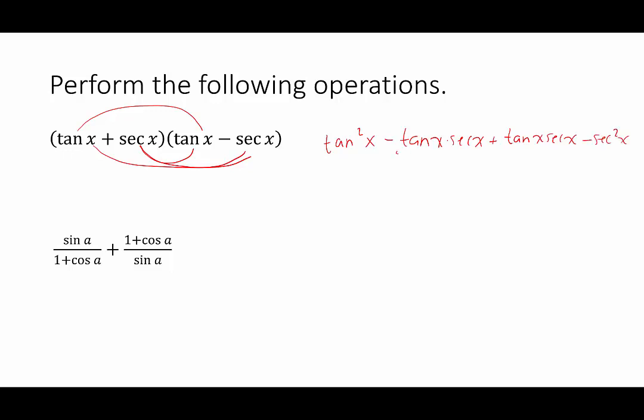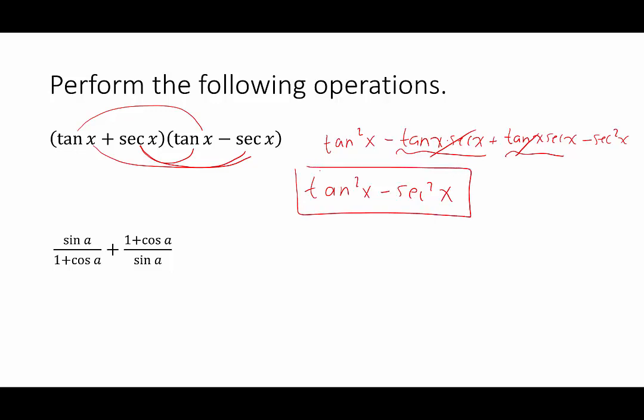If we combine the like terms, we have 1 tangent x secant x, negative 1, and this is positive 1, those cancel each other out. And we end up with tangent squared x minus secant squared x, which shouldn't surprise us that we ended up with the difference of squares, because that's exactly what we saw in the previous slide when we went from this form into factored form. That's what the difference of squares looks like, right? Root plus root times root minus root.